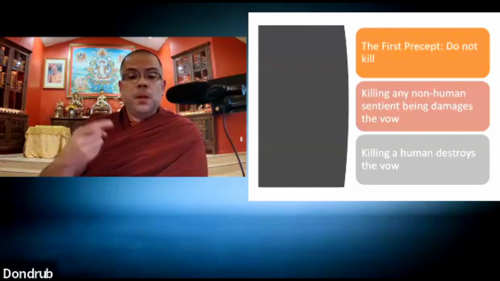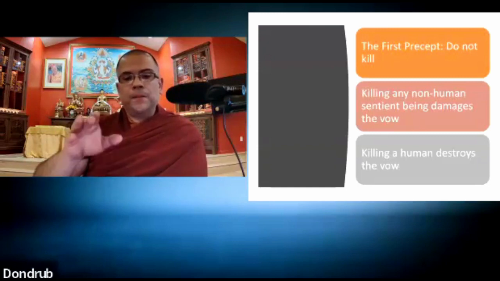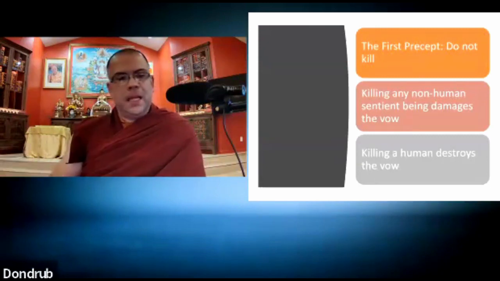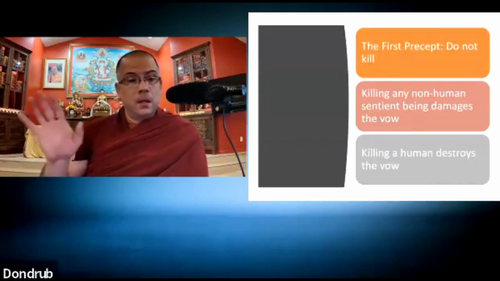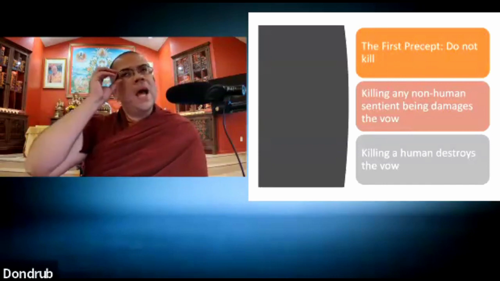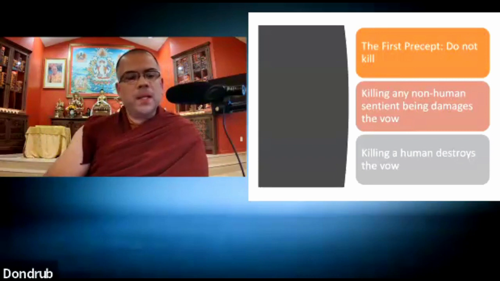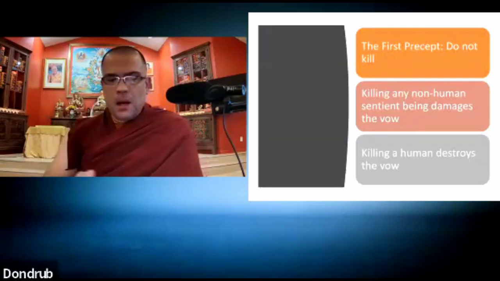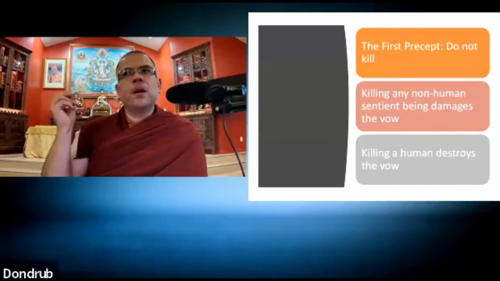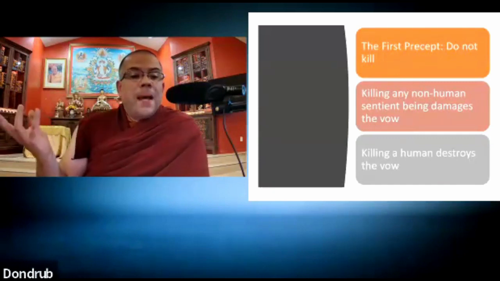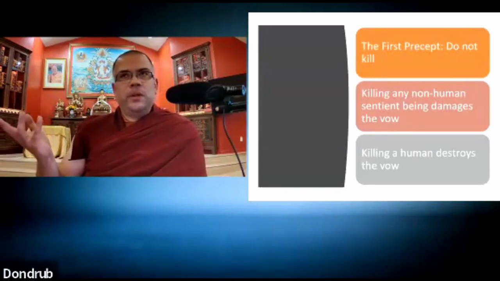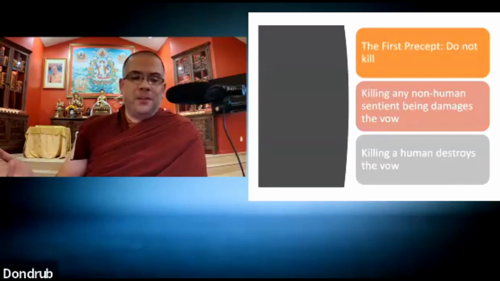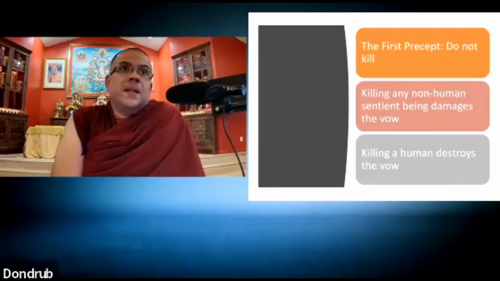So the precept of do not kill applies here. It says, killing any non-human sentient being damages the vow. So it applies to all non-human sentient beings, and that collection goes all the way down to insects, to mosquitoes, ants, cockroaches, flies, etc. So we're meant to really make an effort to not kill even insects. But of course, to go 50 years and never kill an insect is really difficult. So it doesn't destroy the vow.